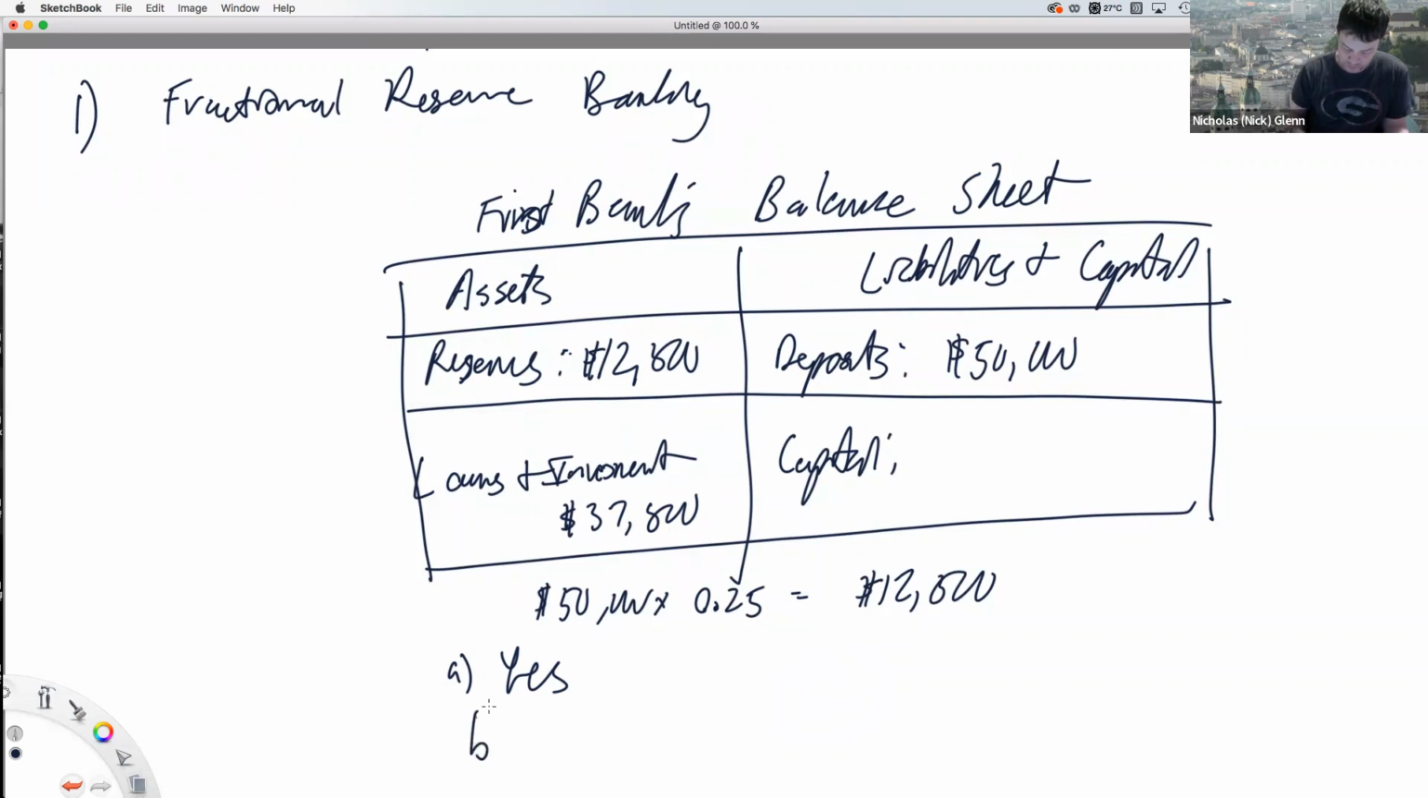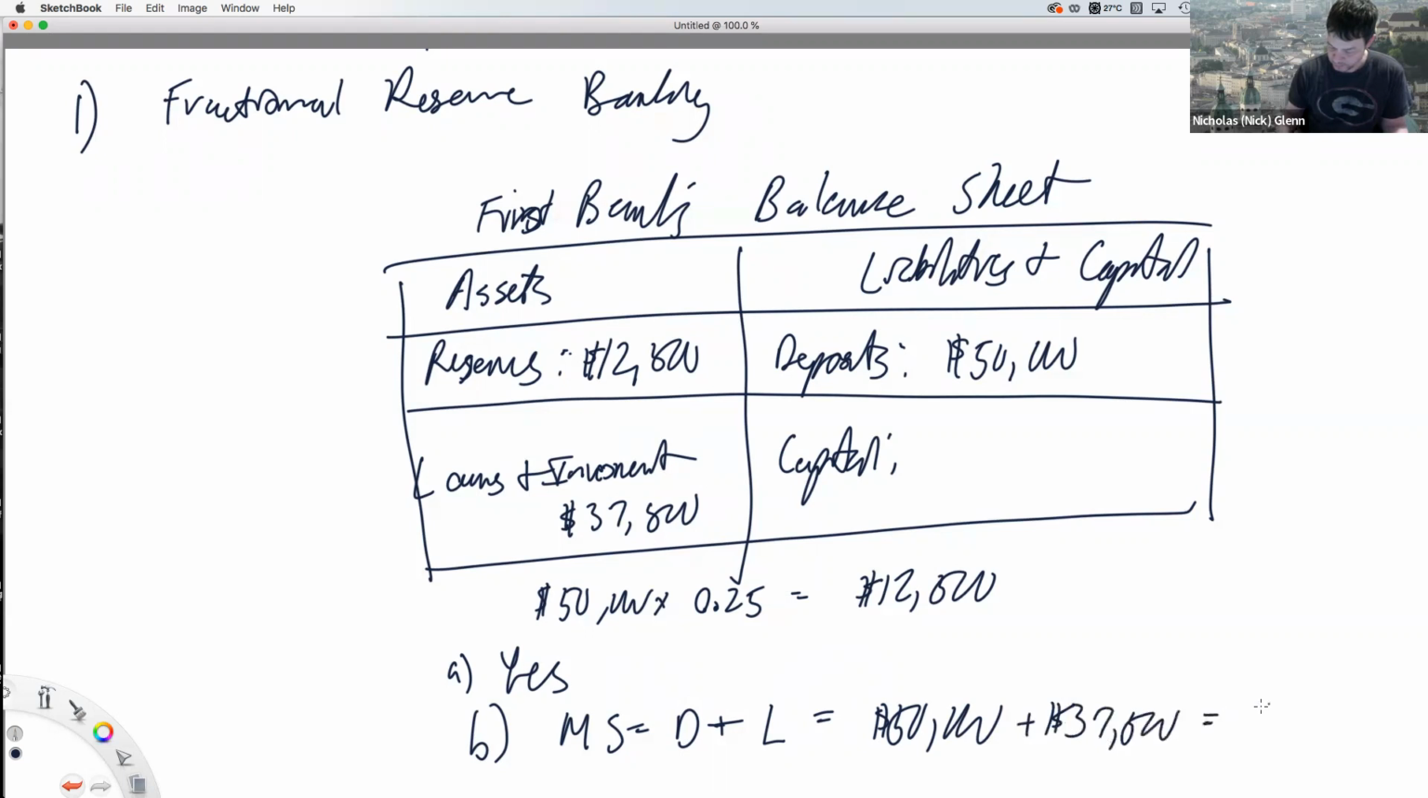All right. How much did it increase? So what's the new money supply? Well, that's deposits plus any loans or any investments it's made. So deposits is 50,000. Then it creates money when it loans out this remaining bit right here. So the new money supply is 87,500. So it increased by 37,500.